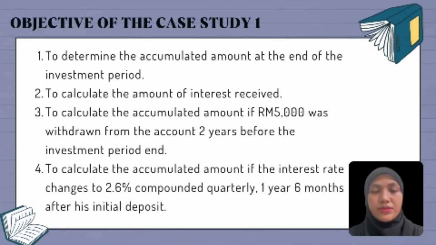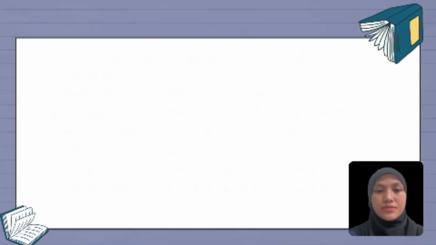There are 4 objectives for the compound interest topic. The first one is to determine the accumulated amount at the end of the investment period, and the second one is to calculate the amount of interest received. The third one is to calculate the accumulated amount if 5,000 ringgit was withdrawn from the account 2 years before the investment period ends. The fourth one is to calculate the accumulated amount if the interest rate changed to 2.6% compounded quarterly 1 year 6 months after his initial deposit.